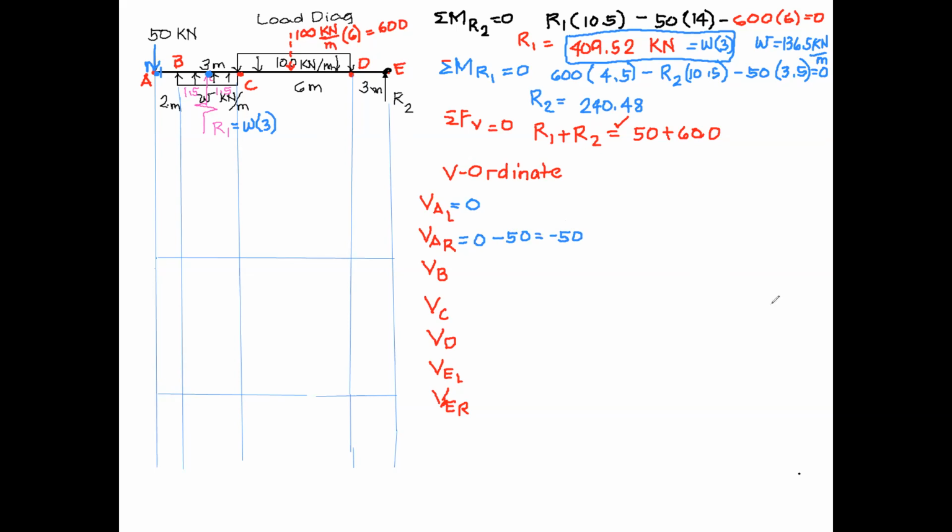Next. Shear at B, please. Shear at B is equal to the previous, negative 50, plus 0, because there is no load from A to B. So that is equal to how much? Negative 50. Negative 50 still. Okay.